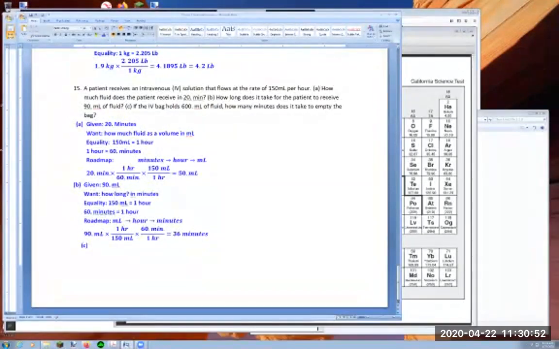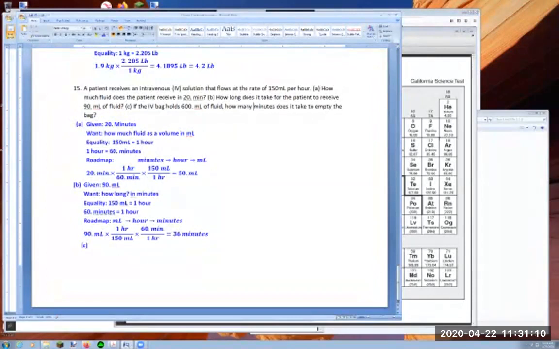So we will finish chapter 1 review with problem 15 and question C. So problem 15, question C. If the IV bag holds 600 milliliters of fluid, how many minutes does it take to empty the bag?